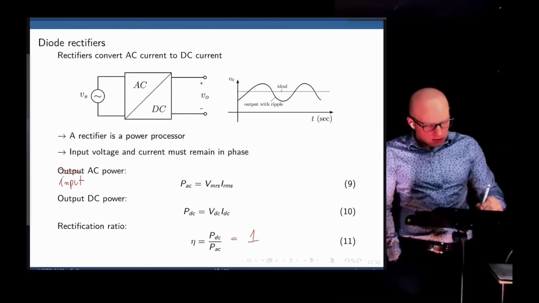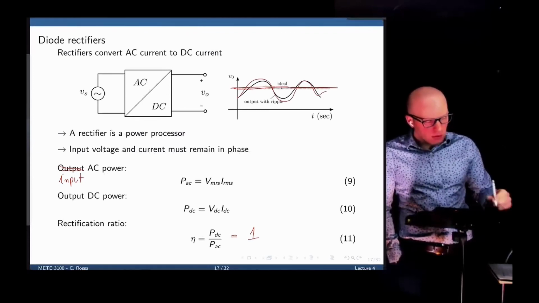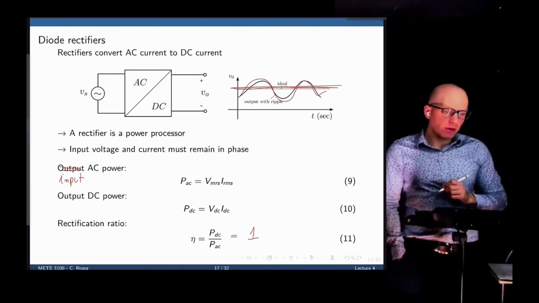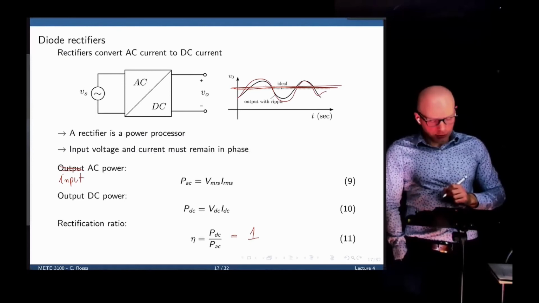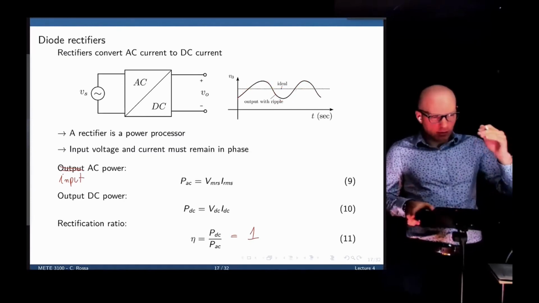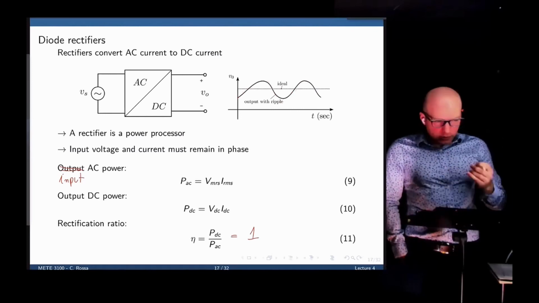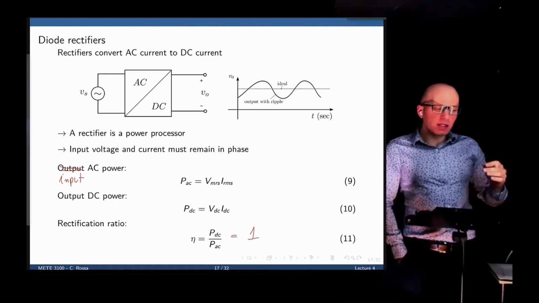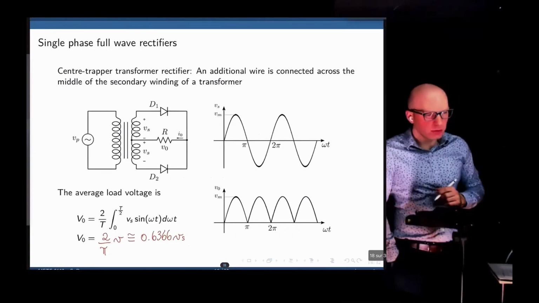You will see that here it oscillates, and we need to take only the main component of that waveform and then calculate the output using the DC component only, this shift of that waveform. The rectification ratio ideally should always be 1, but it's actually not necessarily 1.